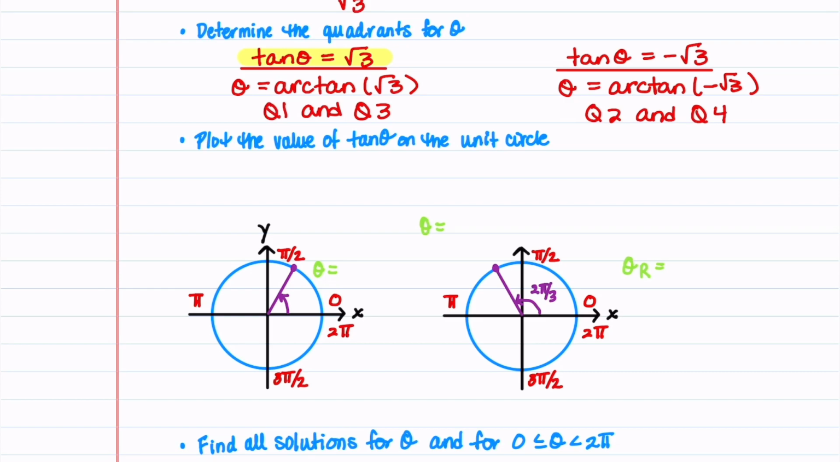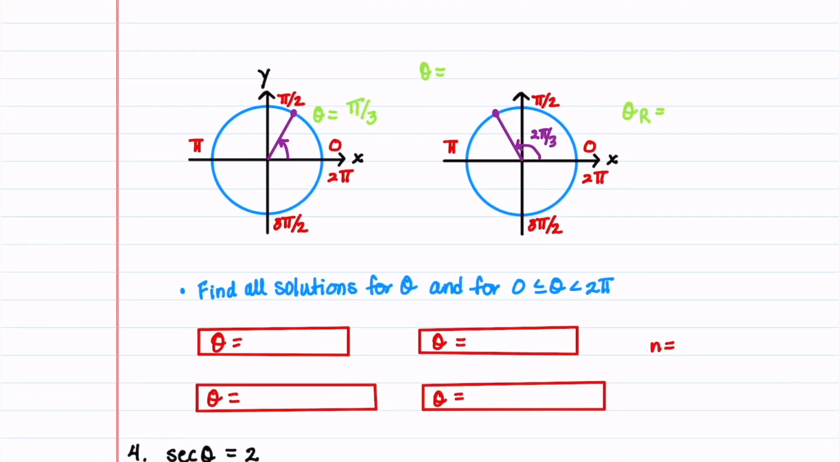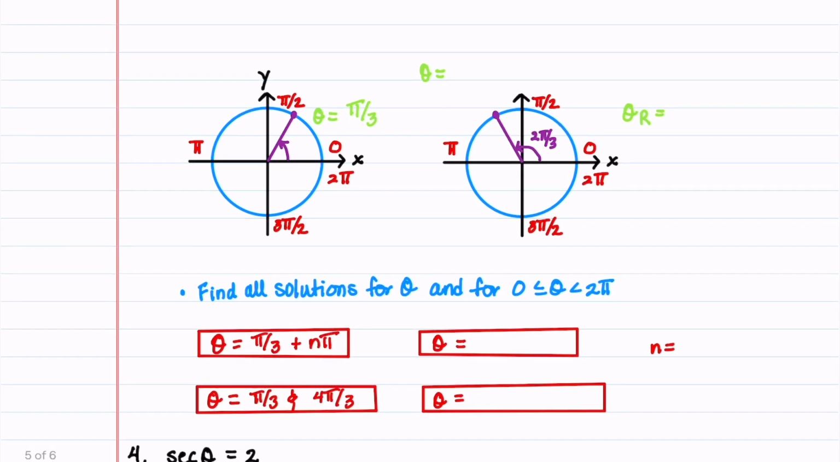We'll notice that our reference angle is arctan root 3, and that's going to be when theta is equal to pi over 3, as I explained above. Since tangent is pi periodic, we only need to look at quadrant 1, and we don't need to look at quadrant 3. Our solution is going to be theta is equal to pi over 3 plus n pi. And between 0 and 2 pi, theta is equal to pi over 3. And if we add pi to that, we get 4 pi over 3.